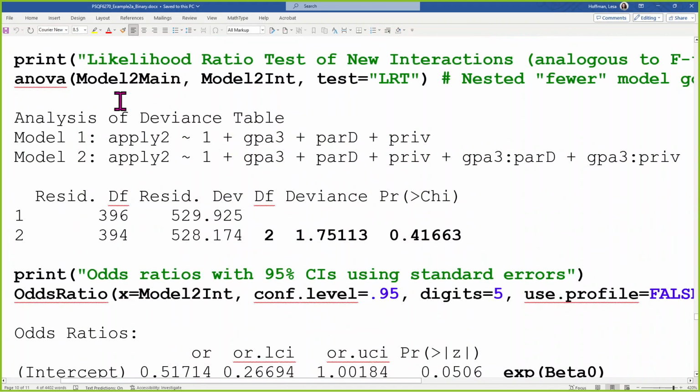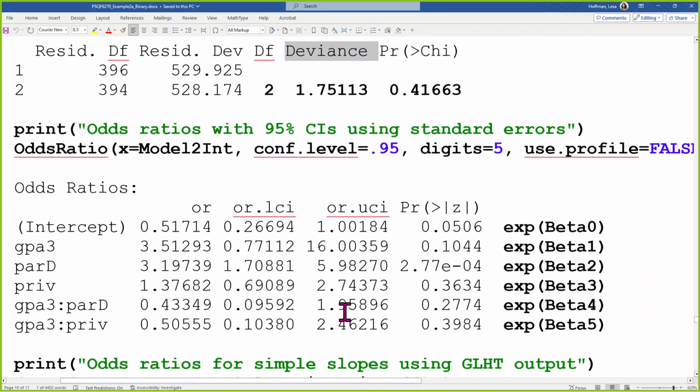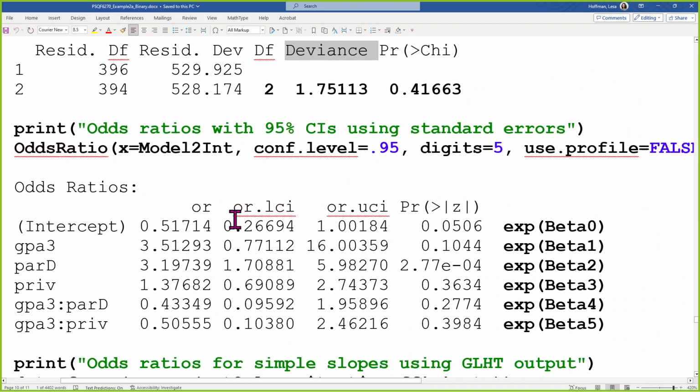Likelihood ratio test, here's my ANOVA function to do that. So comparing the model with only main effects as the fewer nested model against the model with the 2 interaction terms. There's my test statistic. It's labeled deviance. That's your chi-square likelihood ratio test statistic. Sometimes it's called deviance in other contexts. And then here are the odds ratios that I asked for.